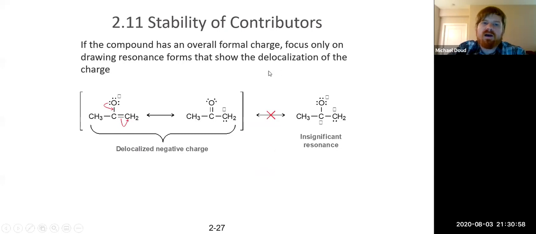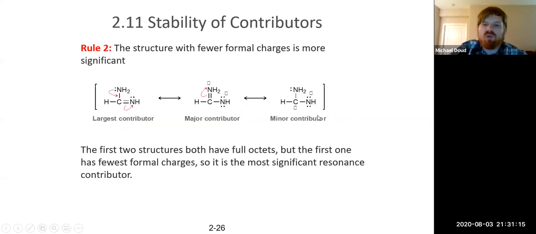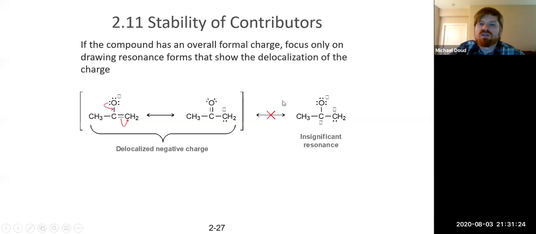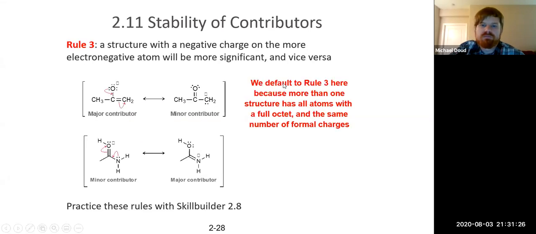Okay. Keep in mind, basically what you can do now is if you have a delocalized formal charge, you only want to draw the resonance forms that show that delocalization. Don't worry about this minor contributor when you actually draw the resonance hybrid, because that's not going to have a real effect on the formal charges. So that's what this slide is saying.